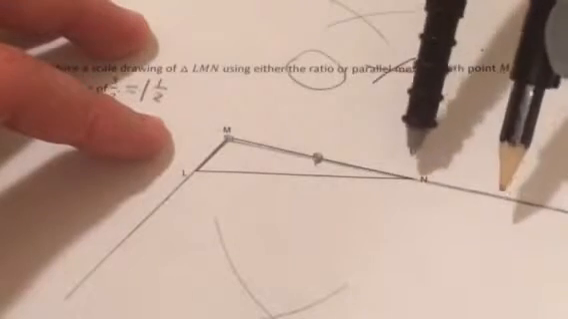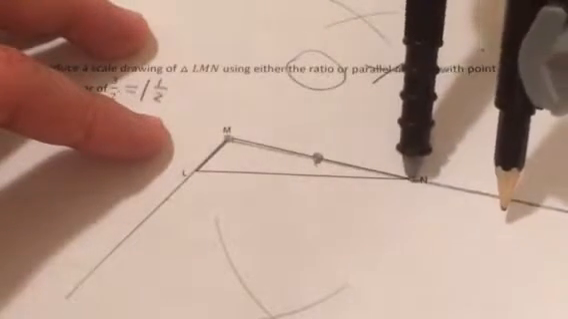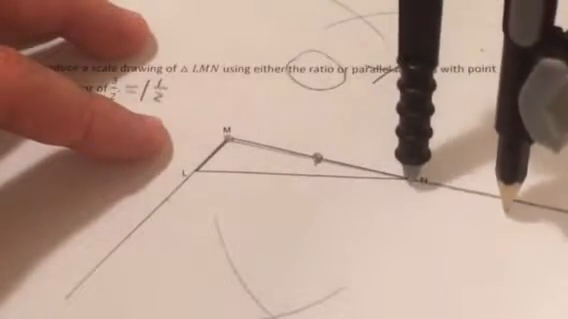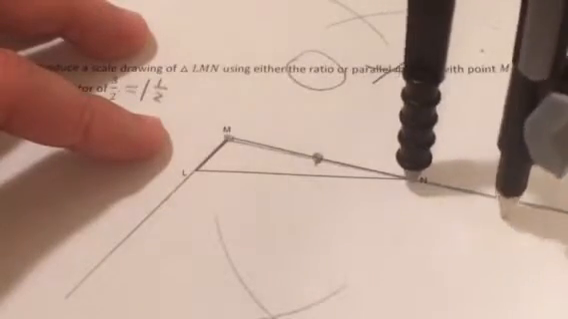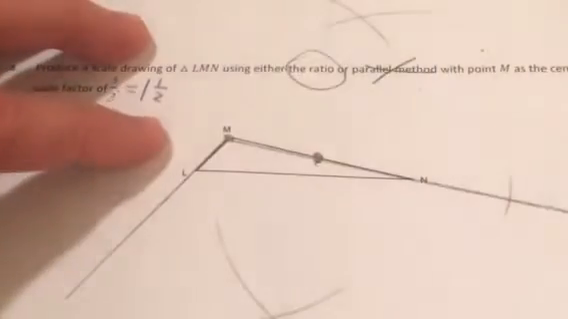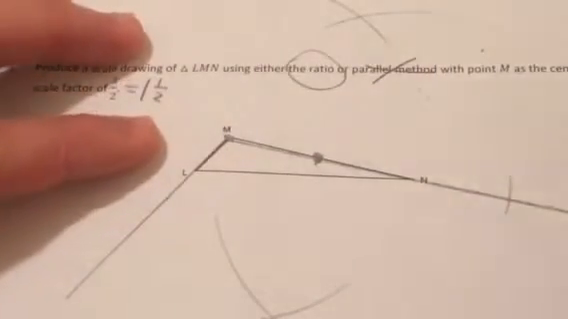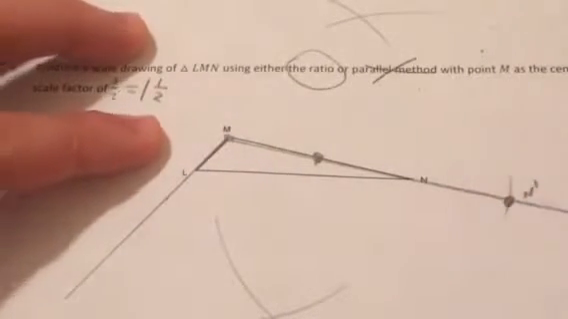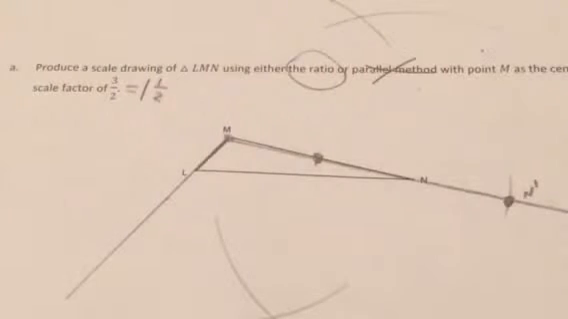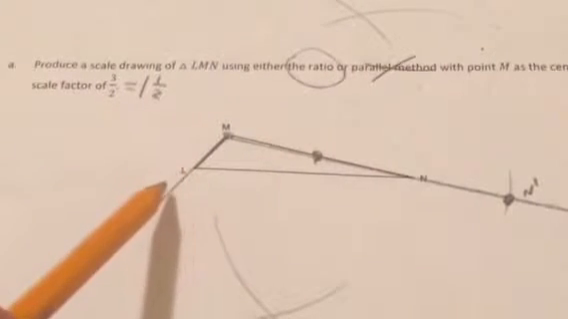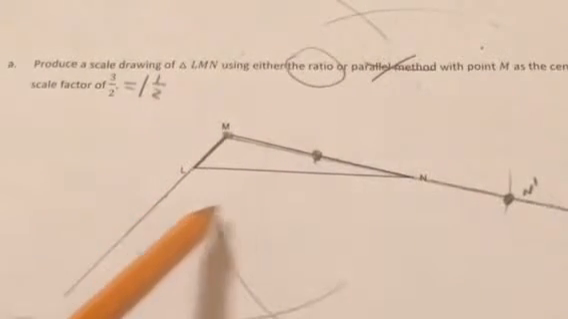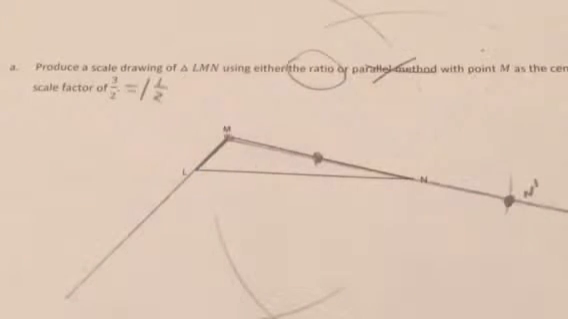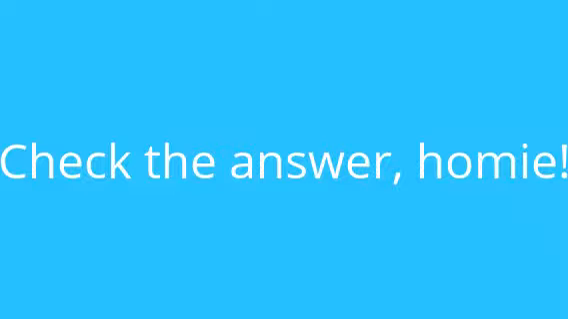So over here's the end. So this is N. That's how much I'm going to add. So I'm going to make a little mark. So that's my new N prime. Boom, N prime. All right, you're going to do the same thing with L to get your L prime and then connect your points. So go ahead, pause the video, and you try it.